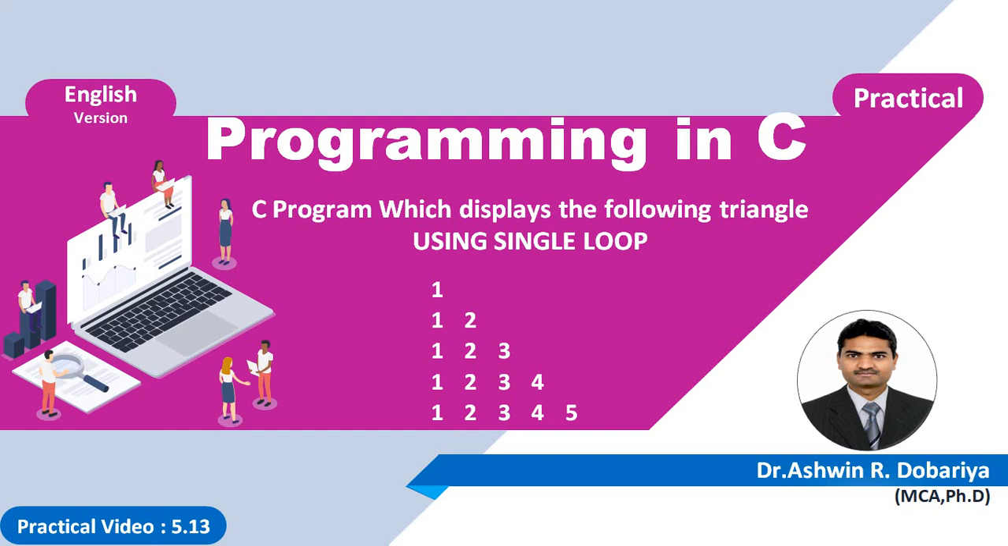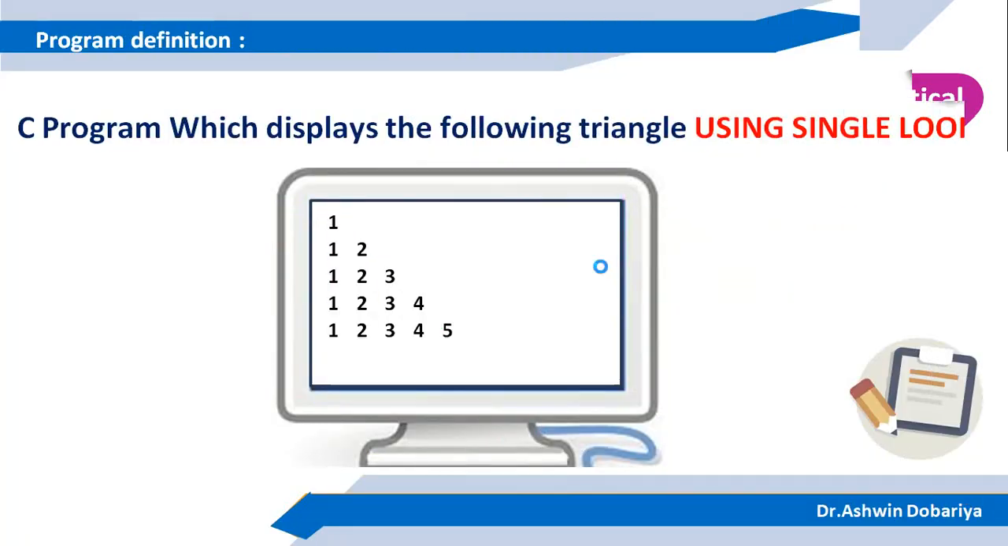In this video we will discuss a left aligned triangle of numbers, but the main thing is using a single loop only. Generally we display this kind of triangle using two loops, but how can we create a similar program using a single loop, that we'll discuss in this video. So the output of this program is 1, 1 2, 1 2 3, 1 2 3 4 and up to 1 2 3 4 5. The logic is a little bit different because here we have to use only a single loop.